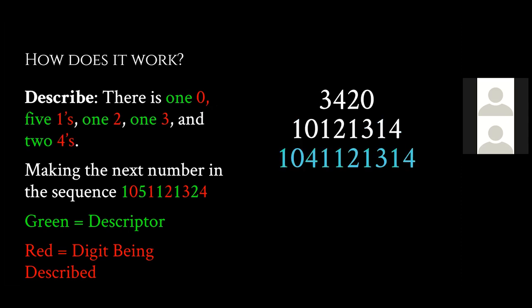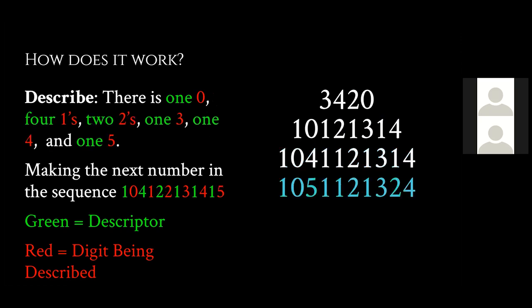So now we're just going to describe this one more time. So we see that there's 1, 0, 1, 2, 3, 4, 5 1s, 1, 2, 1, 3, and there are 2 4s. Making our next term 1, 0, 5 1s, 1, 2, 1, 3, 2 4s. And just like what I'm saying is all the way up here. We're just going to describe it one more time.